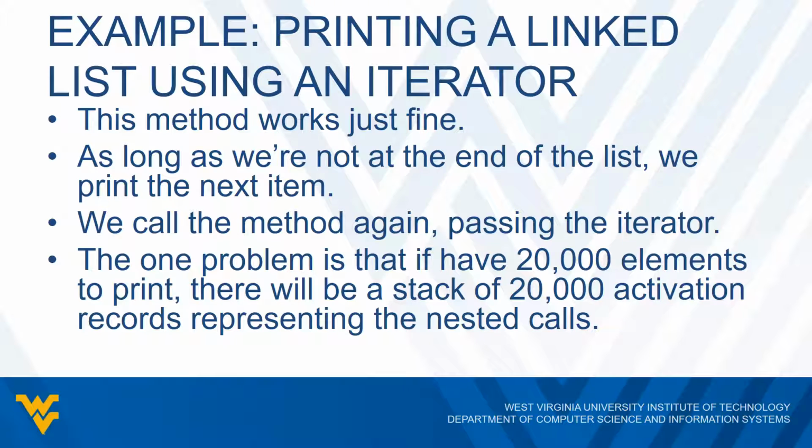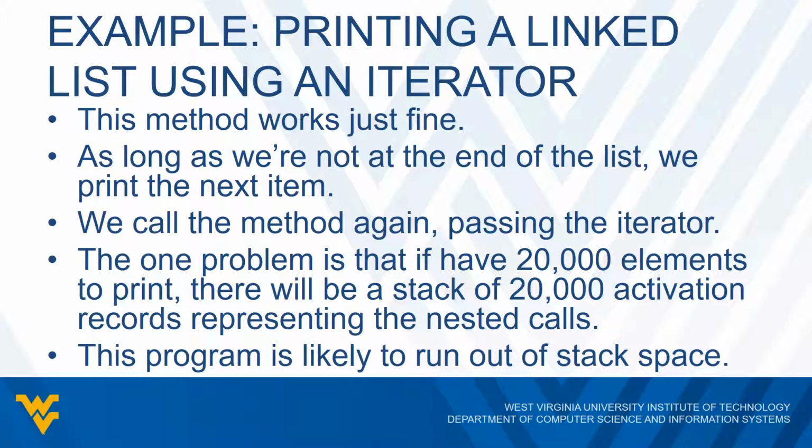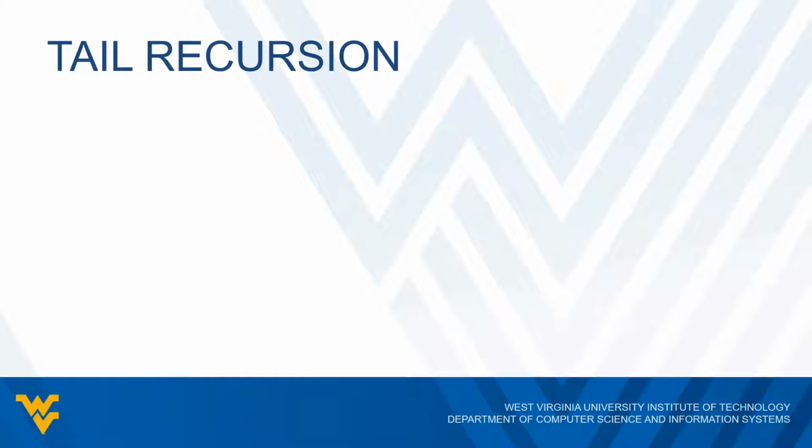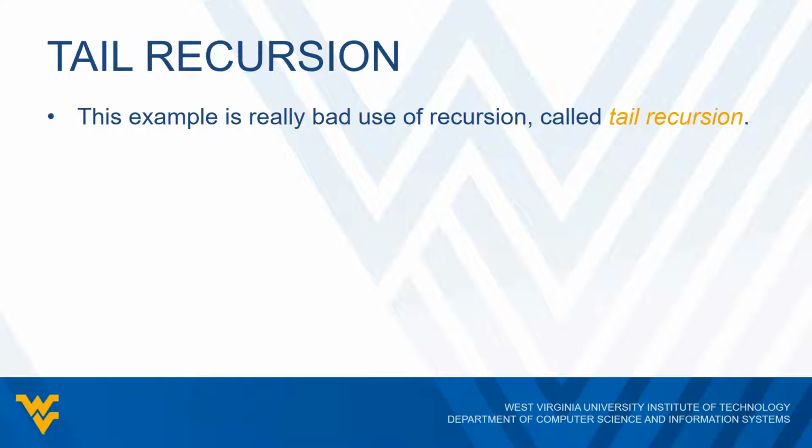Let's say we have a very large list, maybe 20,000 elements. That means that we're going to be calling this method 20,000 times. There will be a stack of 20,000 activation records that represent all these nested calls. If you're calling a method that many times, there is a very good chance that we're going to run out of stack space, and then we're going to get an error. This particular recursive method is an example of what we call tail recursion. And this is not a very good form of recursion.